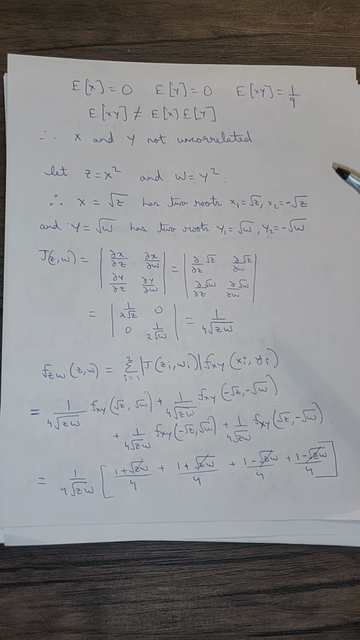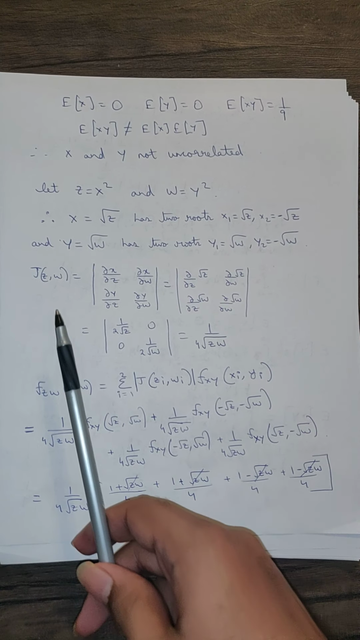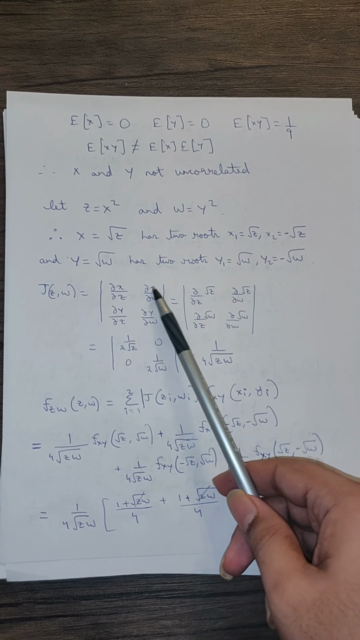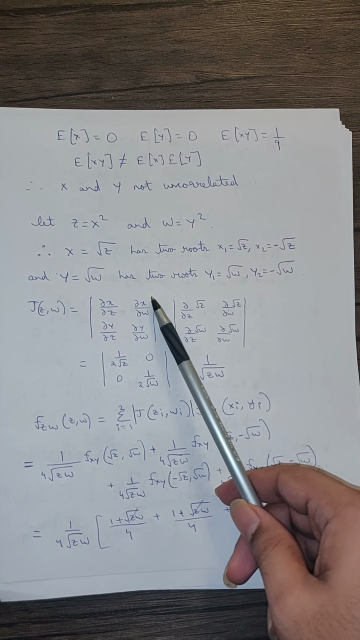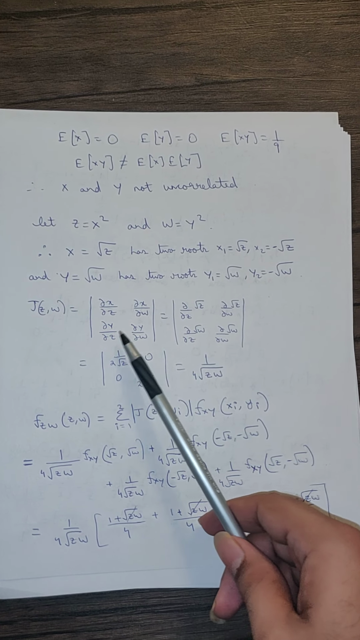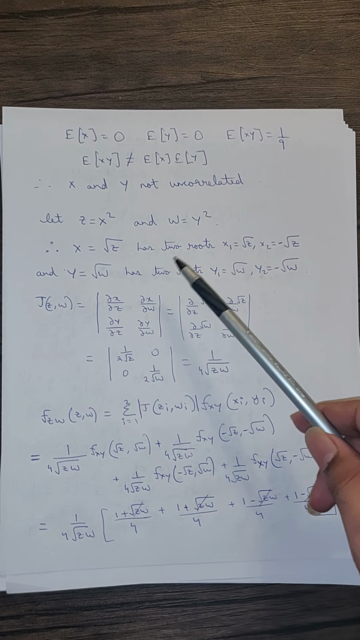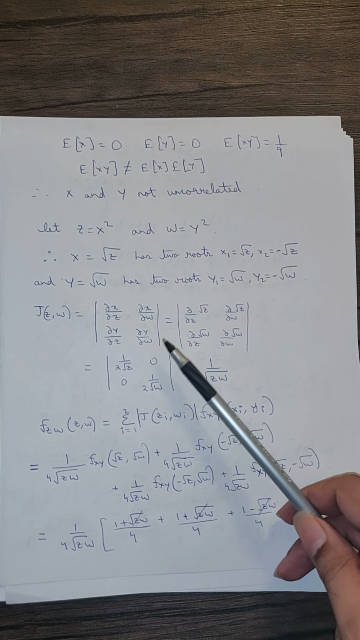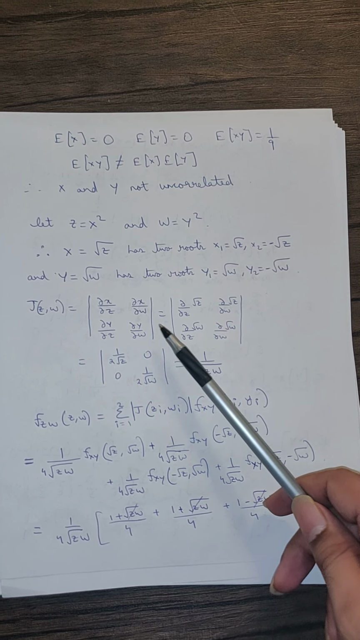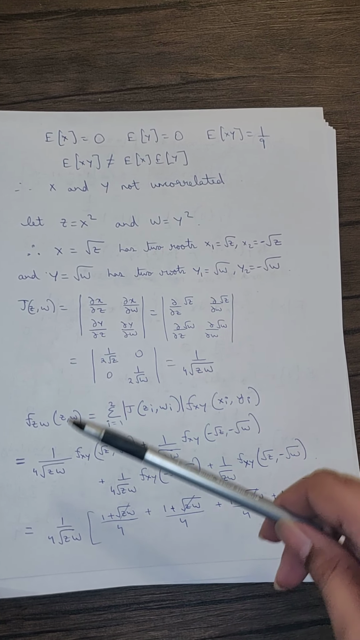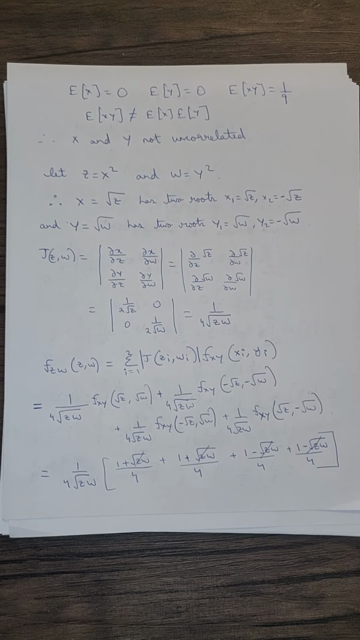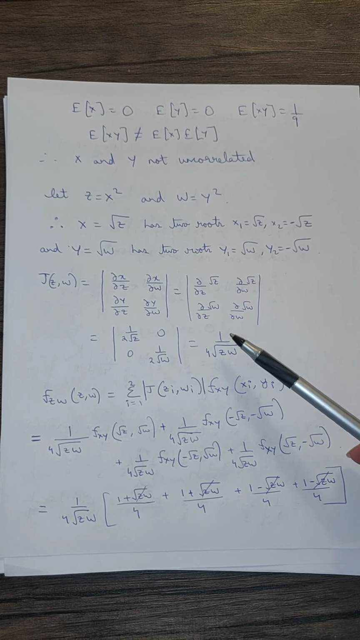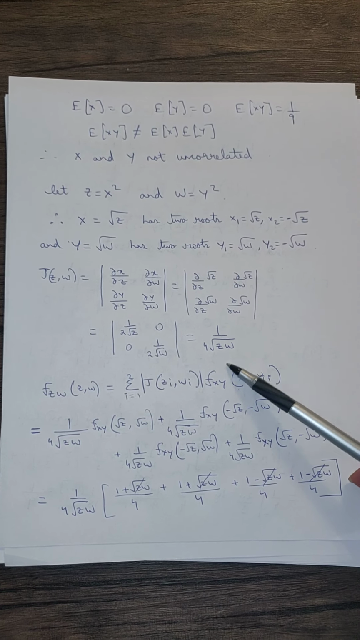First let's take a look at the Jacobian. The Jacobian of z comma w is the determinant of dou x by dou z, dou x by dou w, dou y by dou z, and dou y by dou w. Substituting x equal root z and y equal root w and differentiating, since z does not have any y terms and w does not have any x terms, you get 0 here. So the determinant is 1 by 4 root zw.